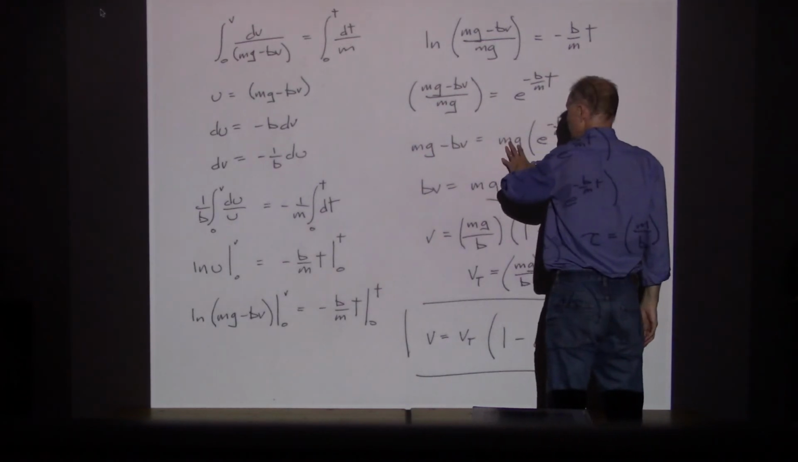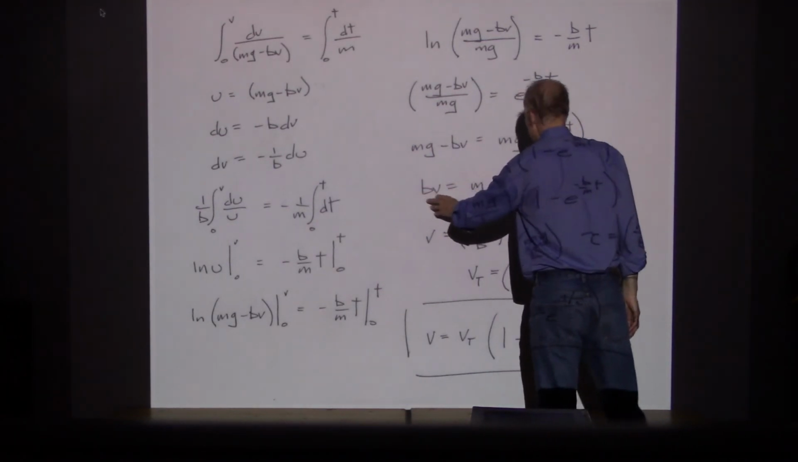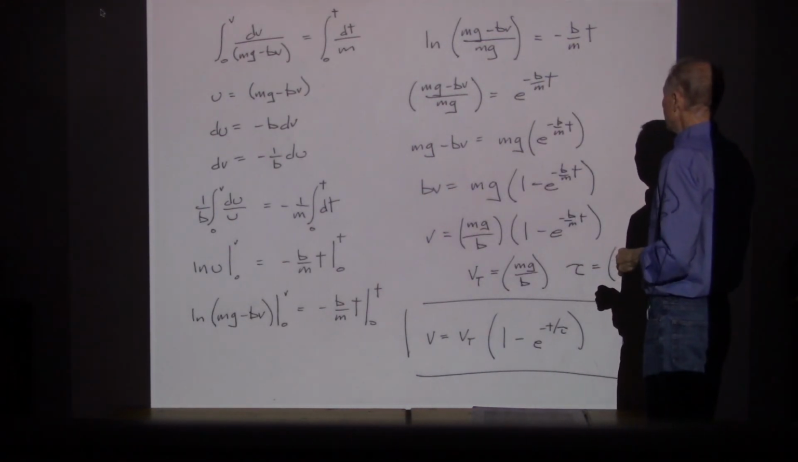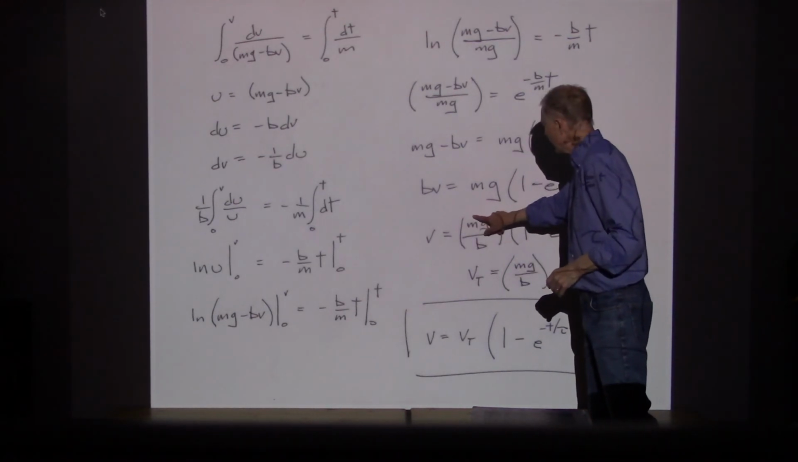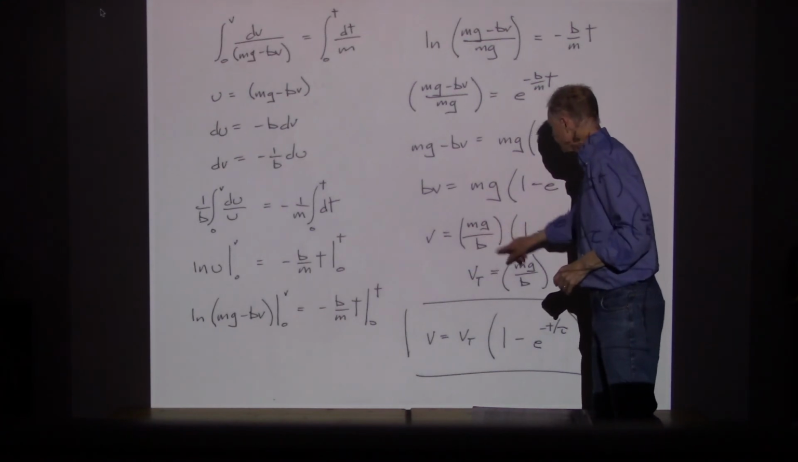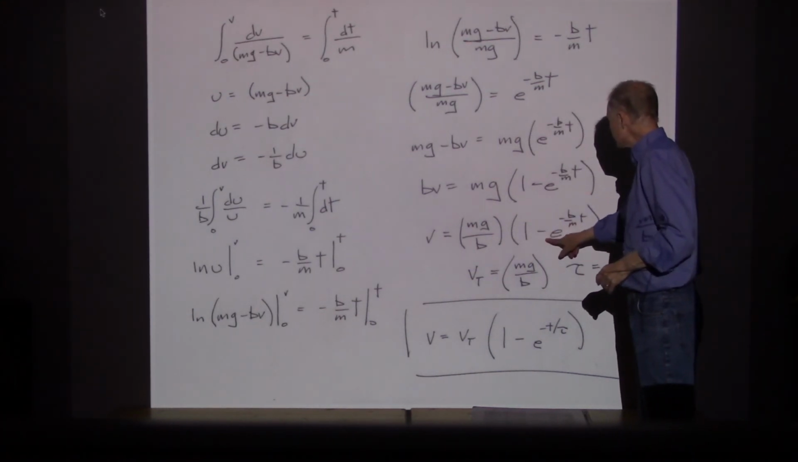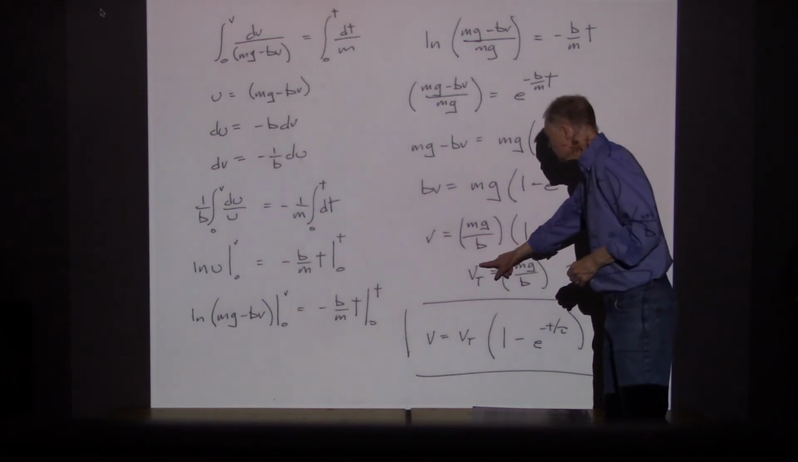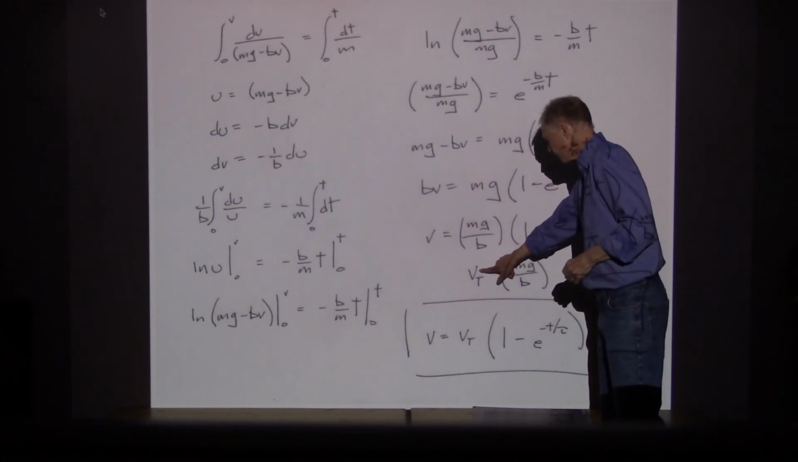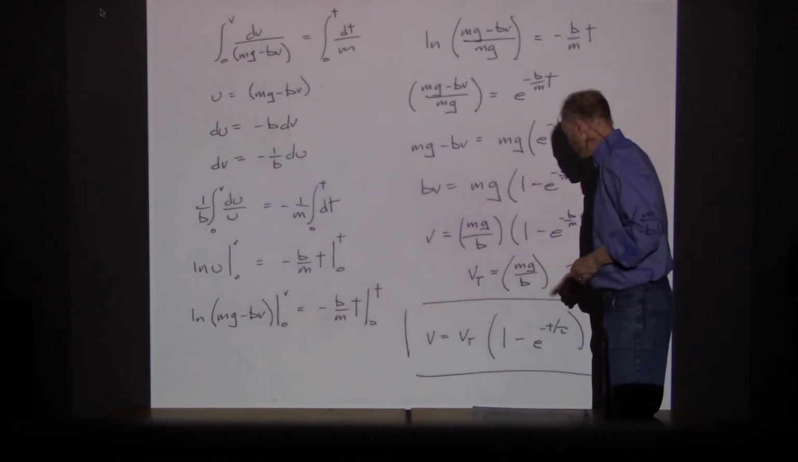I brought the mg to this side. I solved for bv. What I'm ending up with here is that v is equal to mg over b times 1 minus e to the minus b over m times t. Now, what we saw was that the terminal velocity is given by mg over b.